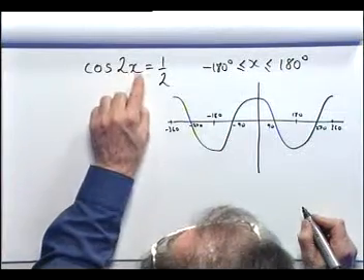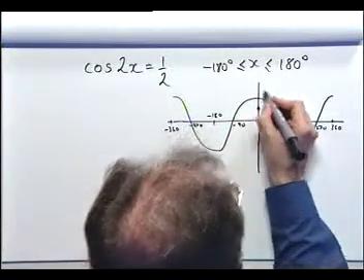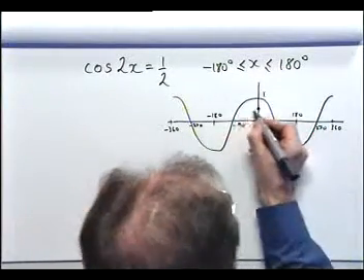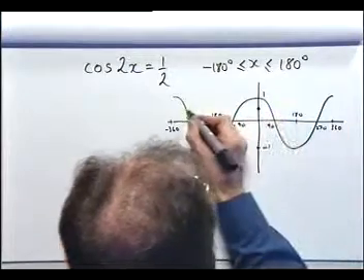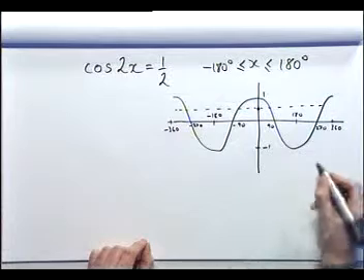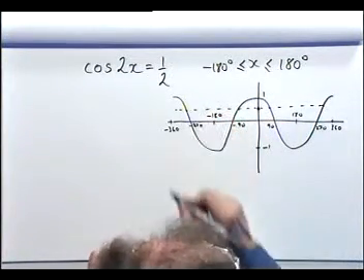Now, cos 2x is a half. So here's a half, remembering that this goes between plus 1 and minus 1. And if we draw a line across to see where it meets the curve, then we can see it meets it in 4 places. There, there, there, and there.